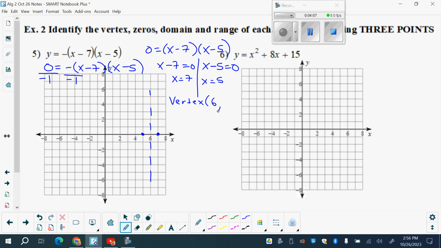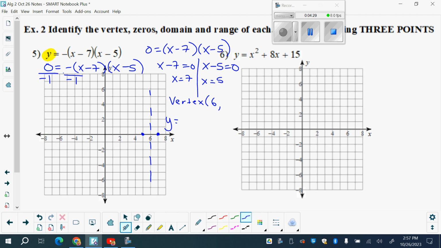We need to find our y value. So how do we find the y value of the vertex? Yeah, substitute it into the equation. So we have, and we have to go back to our original equation up here. Oops. Yeah, that equation right there.